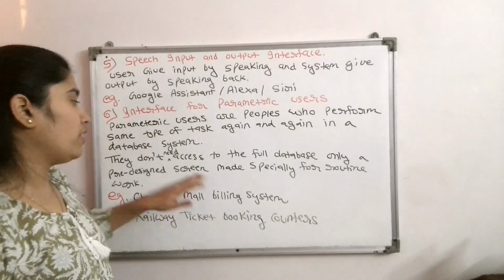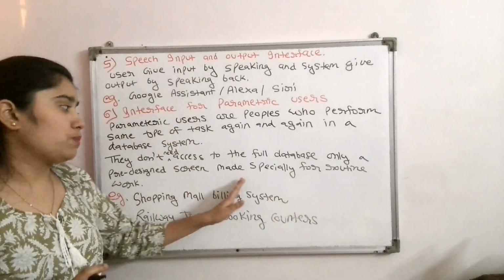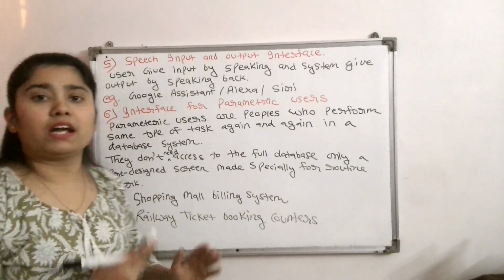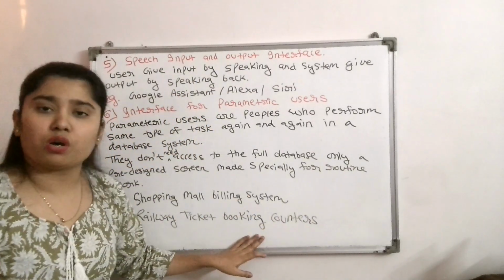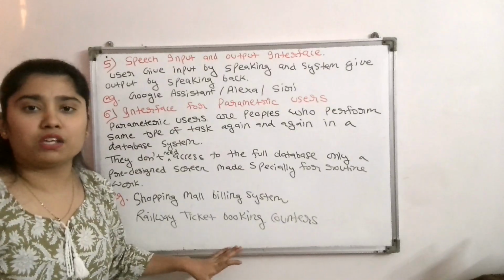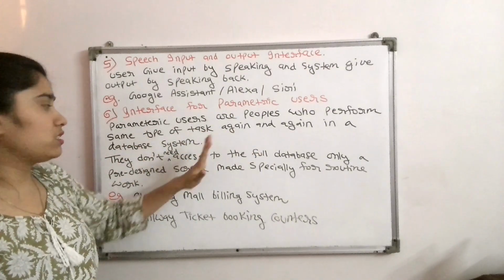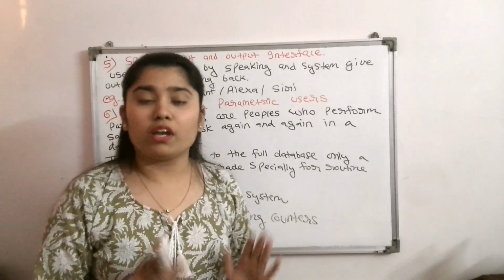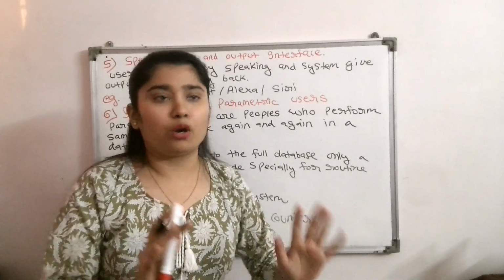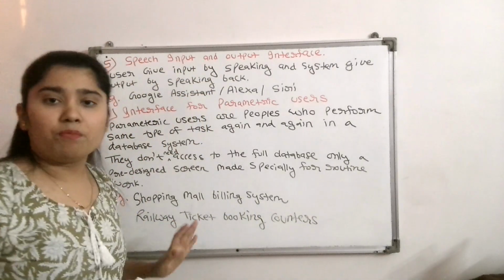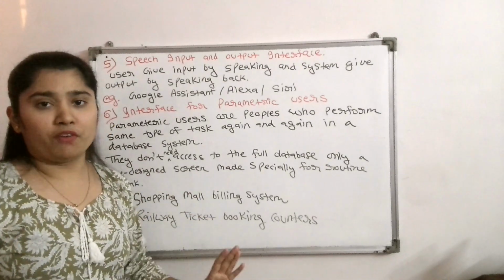See, in the shopping mall also we have a pre-designed screen, specially made for their routine work. They use that screen repeatedly for every customer. And in the railway ticket booking counters also they have a fixed screen where they do their work. They do the task again and again in a database system, performing the same type of task. Therefore that screen is specially designed for that purpose only. I hope you are clear with this interface also. If you want to take a screenshot, take it or write it down, then we will see the last type of interface.